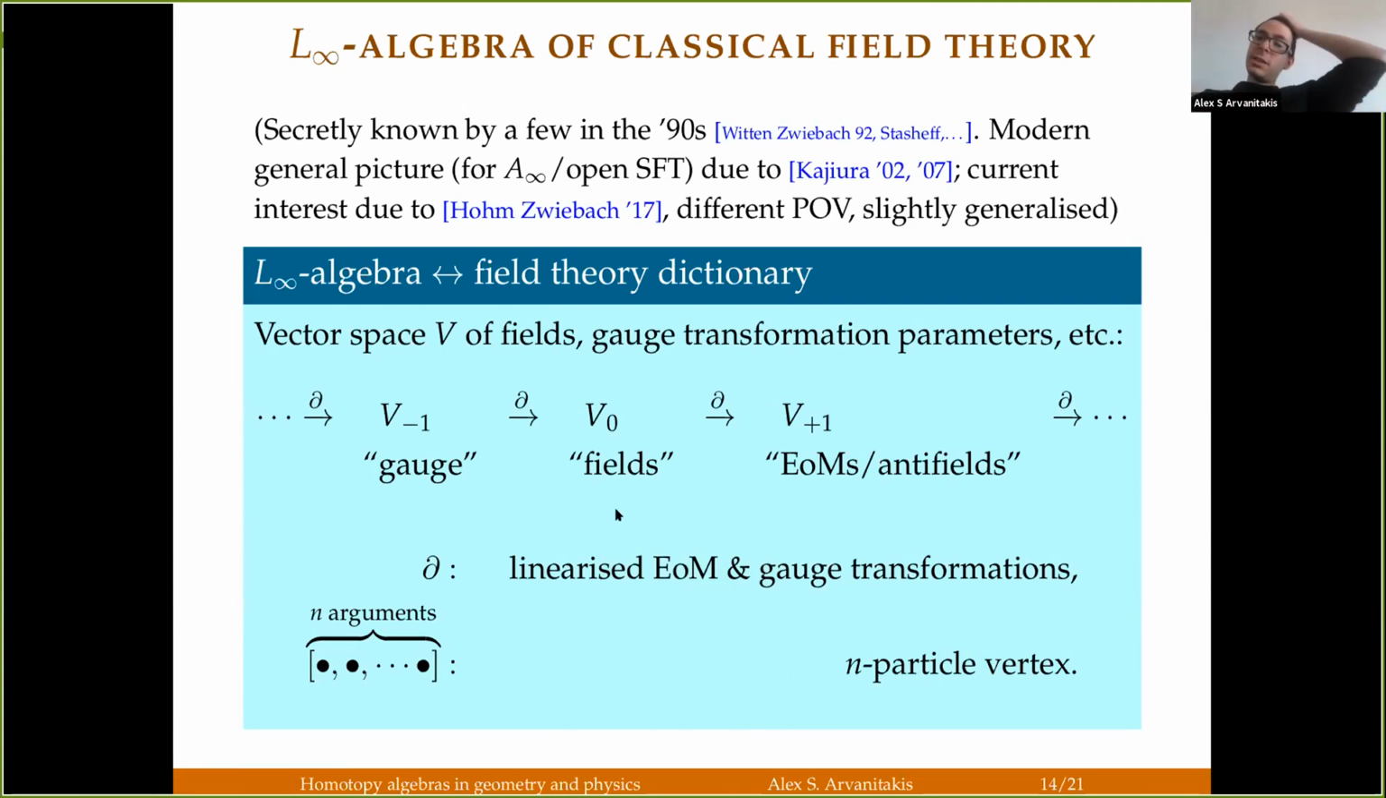No, the only subtlety here is, well, I didn't mention the brackets. So the one bracket here is the linearized equation of motion and gauge transformations. So if you're familiar with string field theory, that's analogous to the worldsheet BRST operator. Yes. Good. And then the higher brackets are just n-particle vertices. Good. Okay.